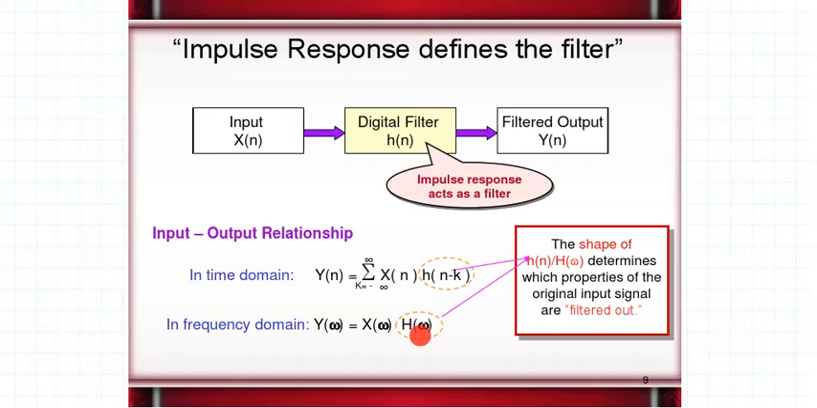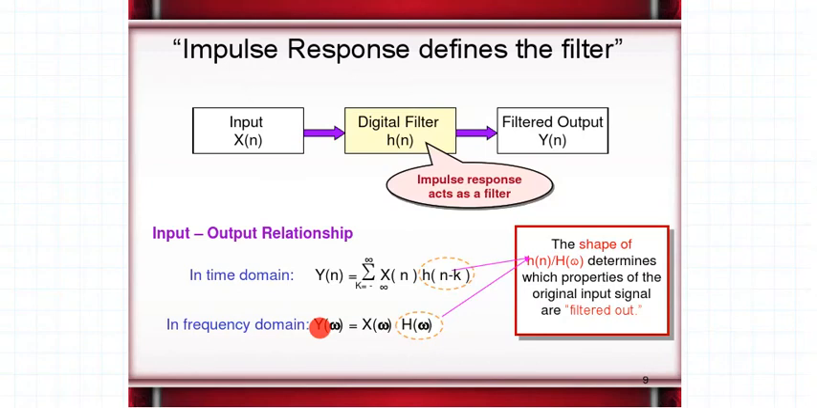And therefore we say that the shape of the impulse response, that is h[n], or in the frequency domain H(omega), determines which properties of the original signal are filtered out, because we cannot modify the input. What we need to do is adjust the characteristics of the filter in such a way that it applies these characteristics, modifies the input, and gives us the desired output Y(omega).